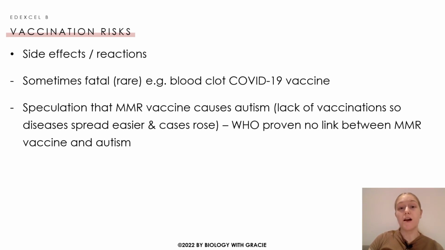Okay, as I talked about previously, unfortunately, there are some risks with vaccinations, so there can be side effects or reactions. Usually these are very minor, although sometimes they can be fatal, but this can be rare. So I've given that example of the blood clots with the COVID-19 vaccines. There was a time when there was speculation that the MMR vaccine, so the mumps, measles and rubella vaccine, caused autism. So lots of parents didn't get their children vaccinated, which meant that these diseases spread easier and the cases rose. But the World Health Organization have proved that there is no link between the MMR vaccine and autism. So unfortunately, this was a bit of speculation that got out of hand and caused disease to rise.